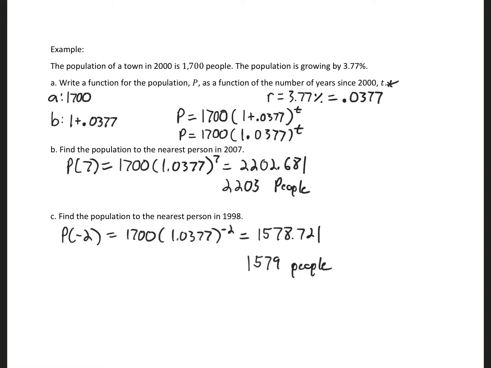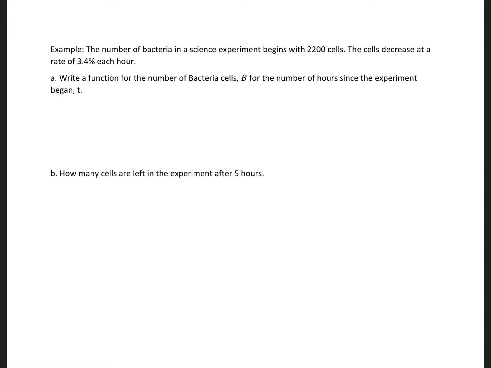Let's now look at percentage decay or decrease. In this example, we have a starting value, an initial value of 2,200 cells. And the cells are going to decrease at a rate of 3.4%. So let's talk about that. Since it's decreasing, R is going to be negative 3.4%. If we write that as a decimal by moving that decimal 2 places to the left, that's negative 0.034 written as a decimal.